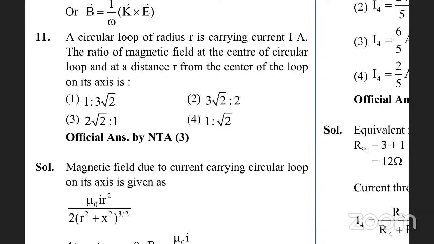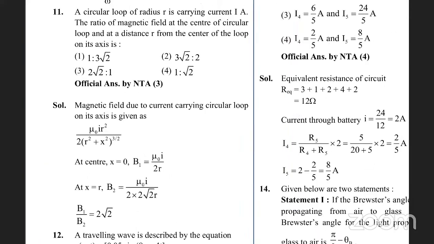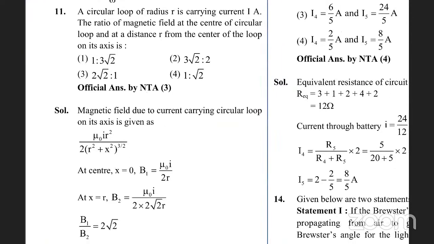Now look at the 11th one. In the 11th one, a circular loop of radius R carries a current I ampere. We need the ratio of the magnetic field at the center of the circular loop and at a distance R from the center of the circular loop on its axis. So it is also formula based.